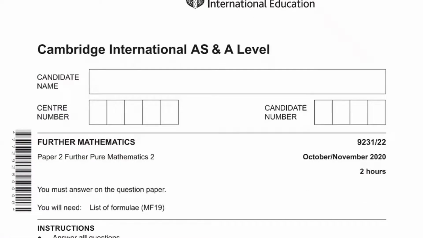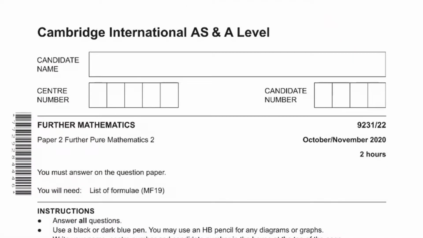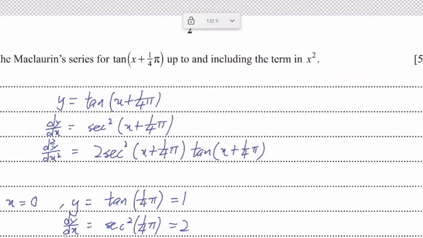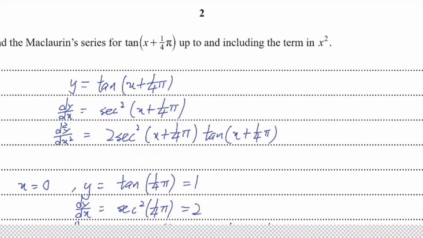Okay, so we will look at this side of the paper. Okay, October, November 2020, variant 2. Okay, let's look at the first question. So this is to find the Maclaurin series.